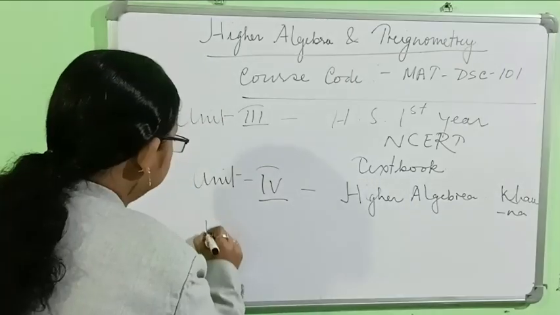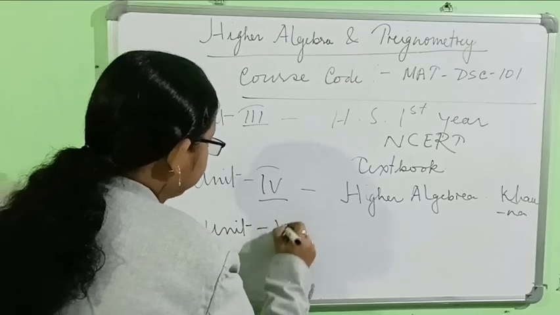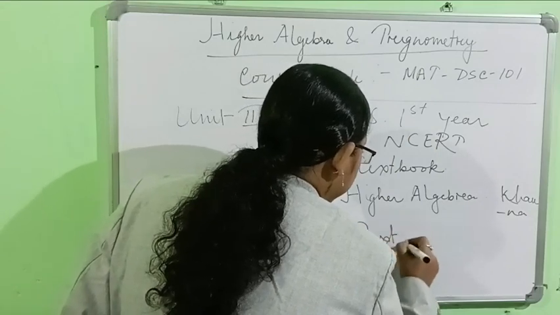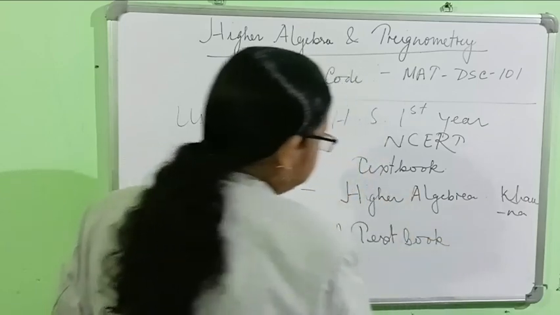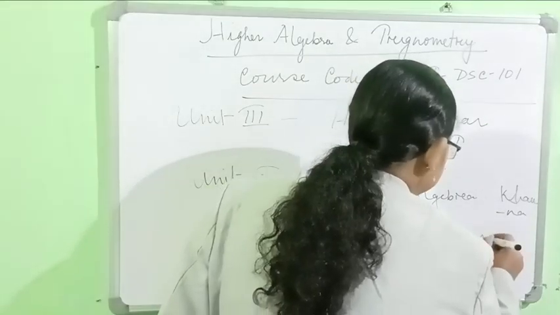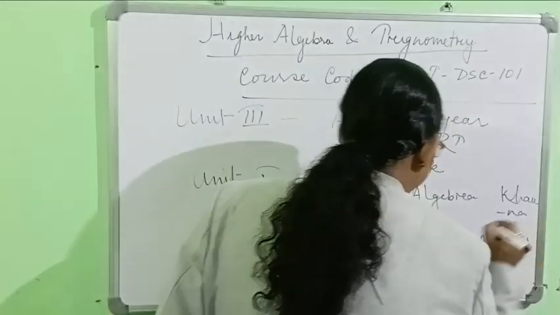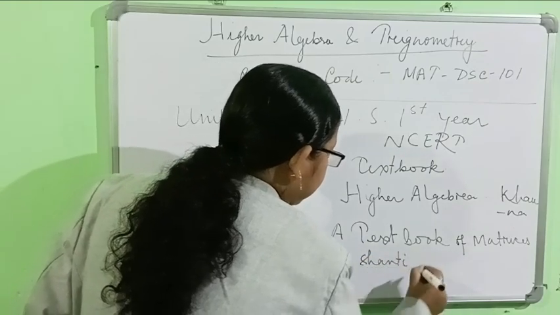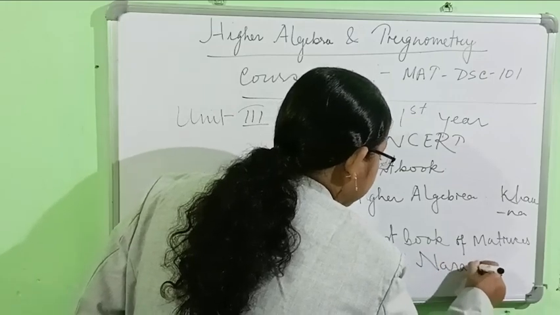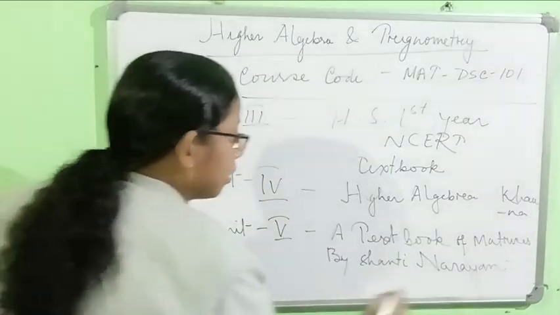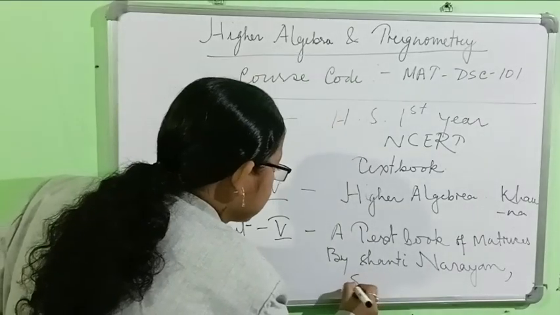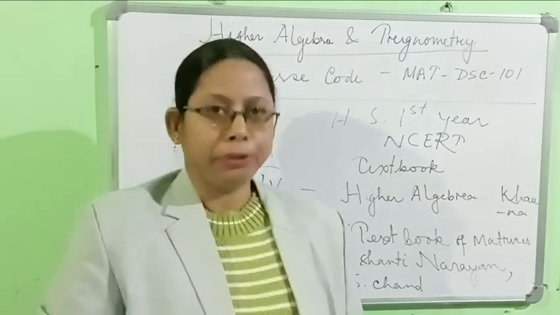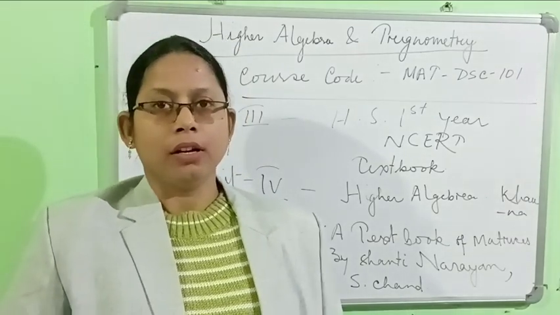Then unit 5, a textbook of matrices by Shanti Narayan. But this publisher is S. Chand. Okay, that book. So next in part 2 we will discuss trigonometry.